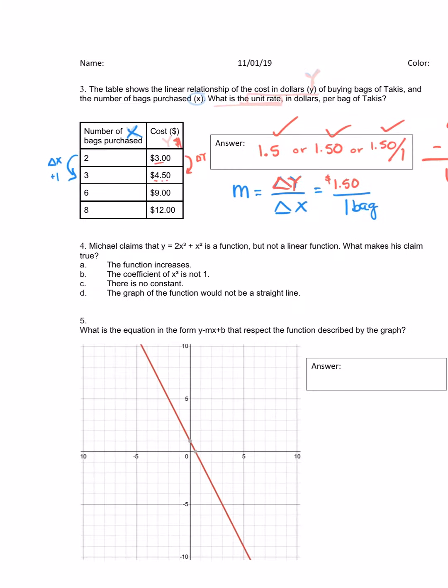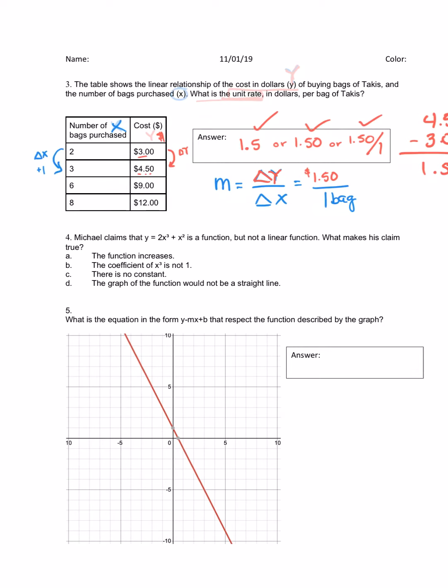Alright. Michael claims that y equals 2x cubed plus x squared is a function, but not a linear function. What makes his claim true? Not a linear. What does that mean? That means not a straight line. Okay, so we don't care about all these. All we care about is we know that that's not a straight line.